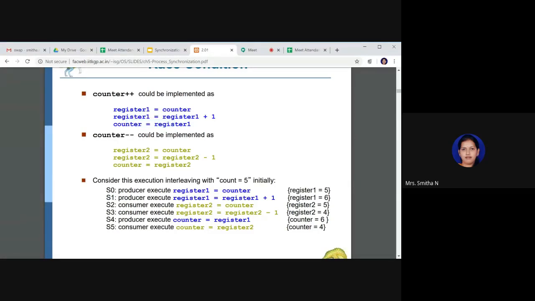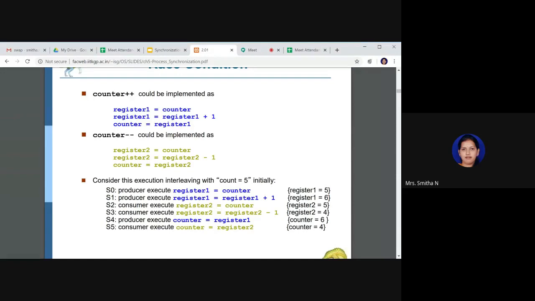If you do counter-- also, counter is assigned to register2, decremented by 1 and the resultant value is stored in counter. When you are performing these two operations in the two cooperative processes which share a common variable called counter, these number of steps could happen. Step one is that producer may first execute the first instruction, that is register1 = counter.